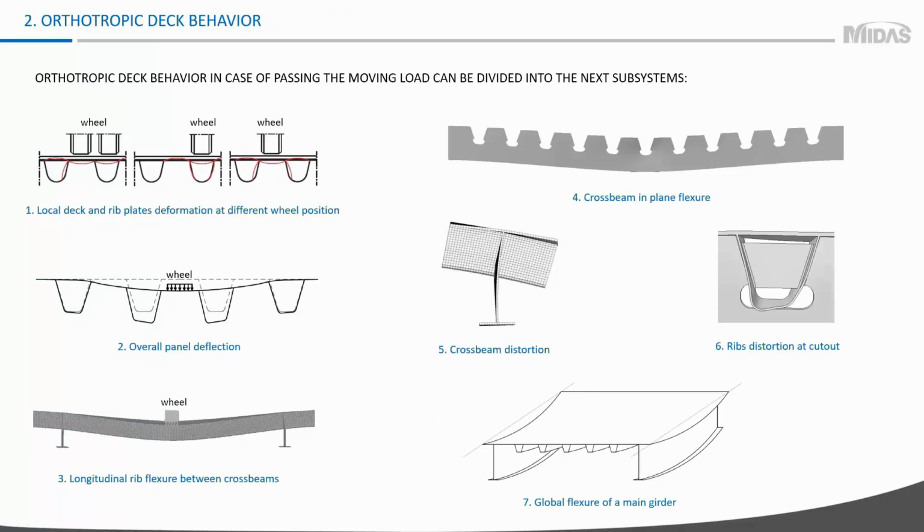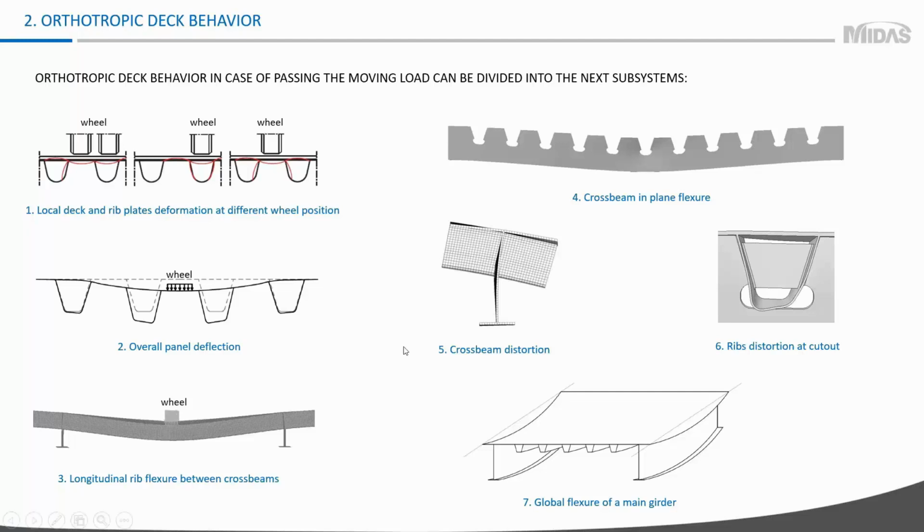Now I'd like to talk about deck behavior. In real practice, the behavior of orthotropic deck components during the passing of moving load along the bridge is quite complex. On this slide, you may see that the structural behavior of the whole deck system can be divided into the next subsystems according to the principle of superposition. The first subsystem is the local deck plate and rib deformation. In this case, during the passing of a vehicle, the wheel can be arranged between ribs and above the rib. And based on this, there are different deformed states of plates.